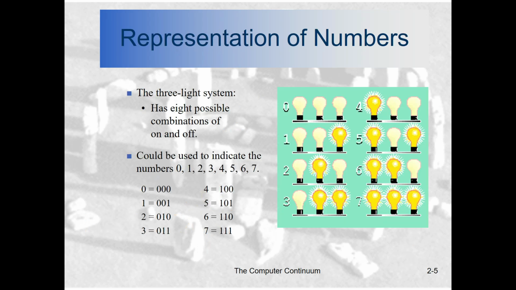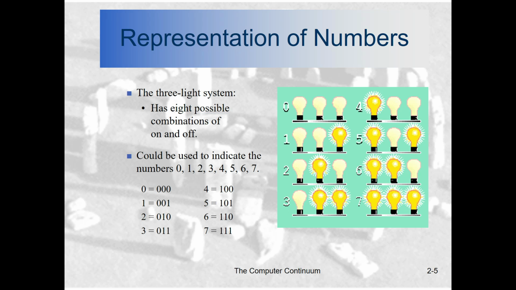Here's a simple representation of numbers based on the light bulbs we just discussed. There are 3 lights, so it has 8 possible combinations. You can light up these bulbs in different sequences in 8 possible ways. So we could use them to indicate numbers from 0 to 7, which eventually become 1 to 8 or 0 to 7. Here we are using 3 binary digits to represent the light bulbs.